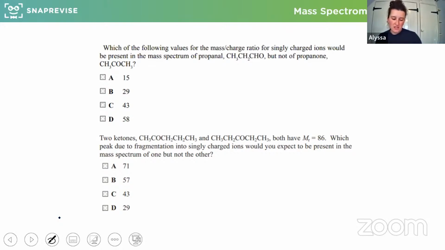Okay, anyone got any thoughts about this one? So which of the following values for mass to charge ratio, i.e. the mass, for a singly charged ion, i.e. the mass, would be present in the mass spectrum of propanal, but not in propanone?